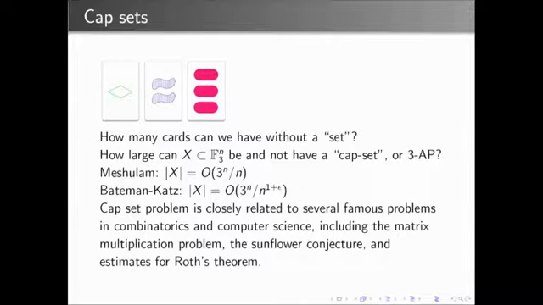This problem is closely related to many famous problems in combinatorics and computer science, including the matrix multiplication problem. If you're given two matrices, how much time do you need to multiply them? There's an obvious algorithm on the order of n cubed. It's suspected that it would be n to the 2 plus little o(1), but that's not known. An explicit number between 2 and 3 is known.